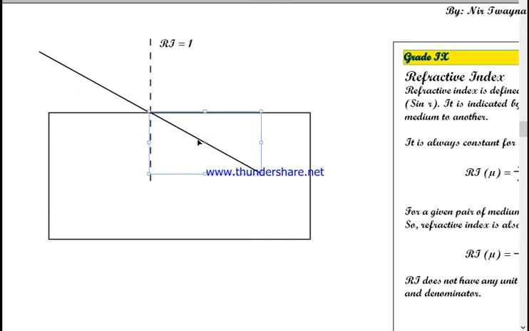Now if the value of refractive index is greater than 1, like say 1.1, 1.2, 1.3 or 1.5, then the light ray will bend toward normal. If the refractive index is just 1.1, then it will bend just by a little bit. If its value increases, then it will bend even more. As the value of refractive index keeps on increasing, the bending also keeps on increasing. More the value of refractive index, more the bending of light will be. Understood?